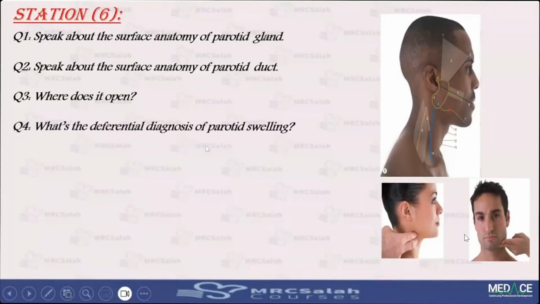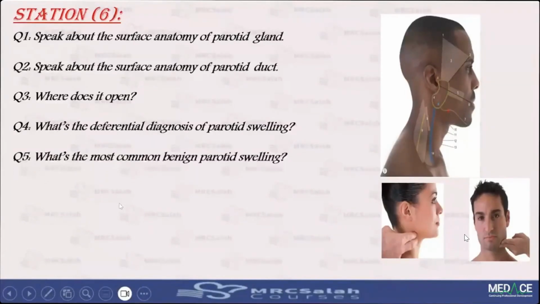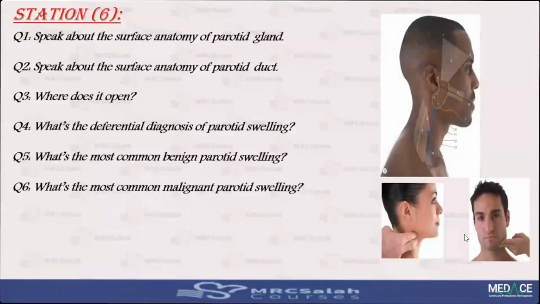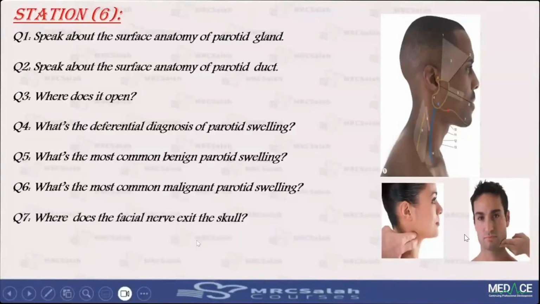What is the differential diagnosis of parotid swelling? Maybe infection, parotitis, or mumps. Maybe duct obstruction by calculus or external compression. Maybe a tumor, benign or malignant. Maybe lymph node enlargement. And maybe connective tissue disease in the form of sarcoidosis, Sjogren syndrome. Yes. What is the most common benign parotid swelling? Pleomorphic adenoma. And what is the most common malignant parotid swelling? Mucoepidermoid carcinoma. And where does the facial nerve exit the skull? Stylomastoid foramen.